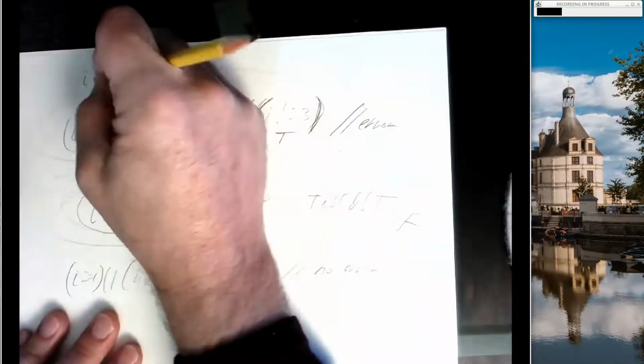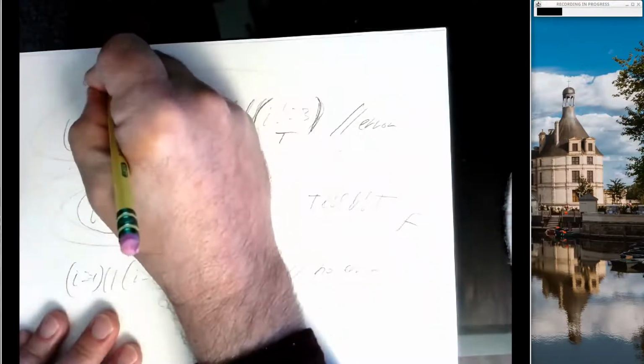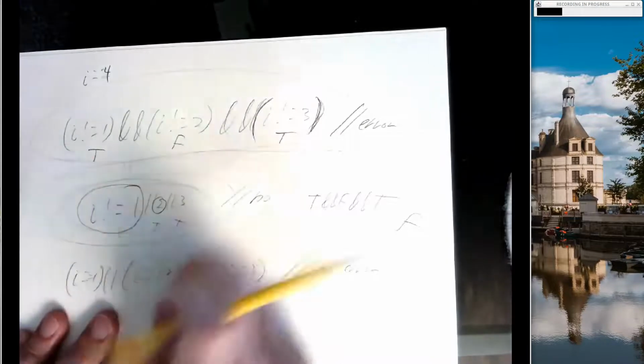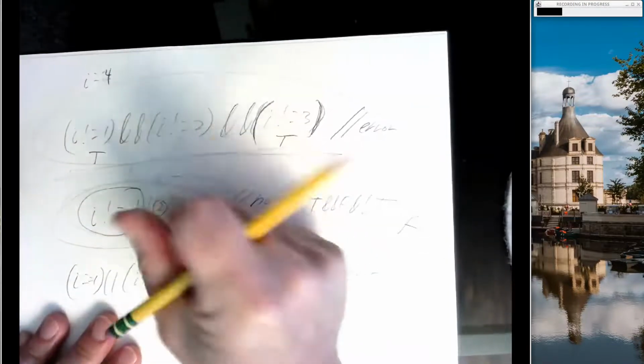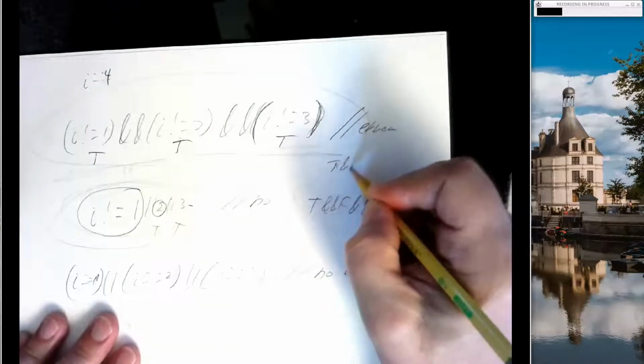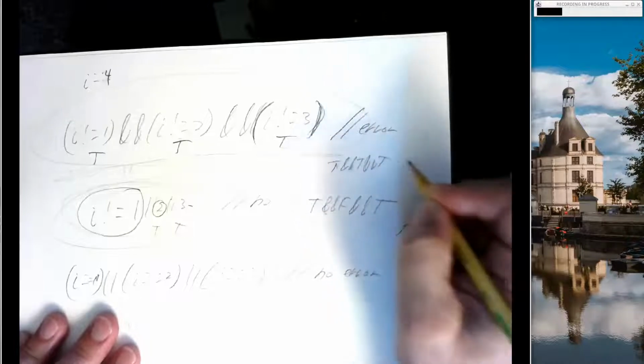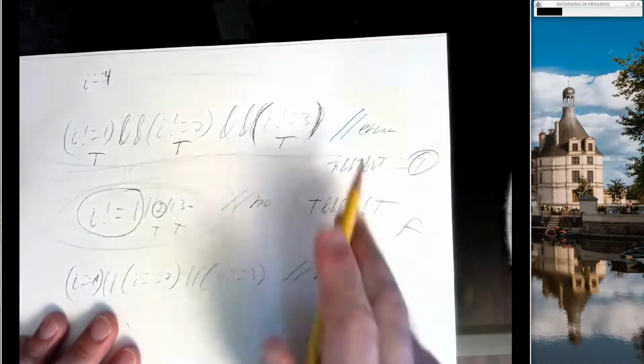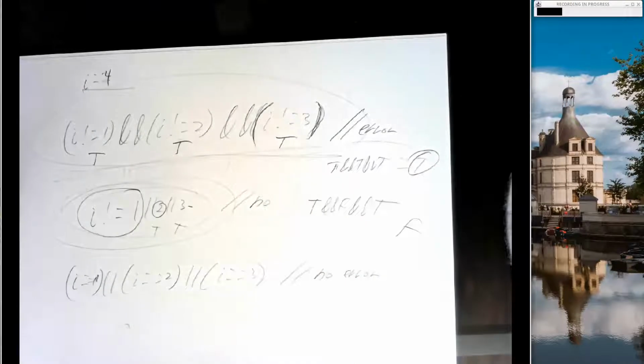But if i was equal to 4, right? i is not equal to 1, that's true. i is not equal to 2, that's also true. i is not equal to 3, that's true. So the value of this is true and true and true, and that's true. So this is an error condition.